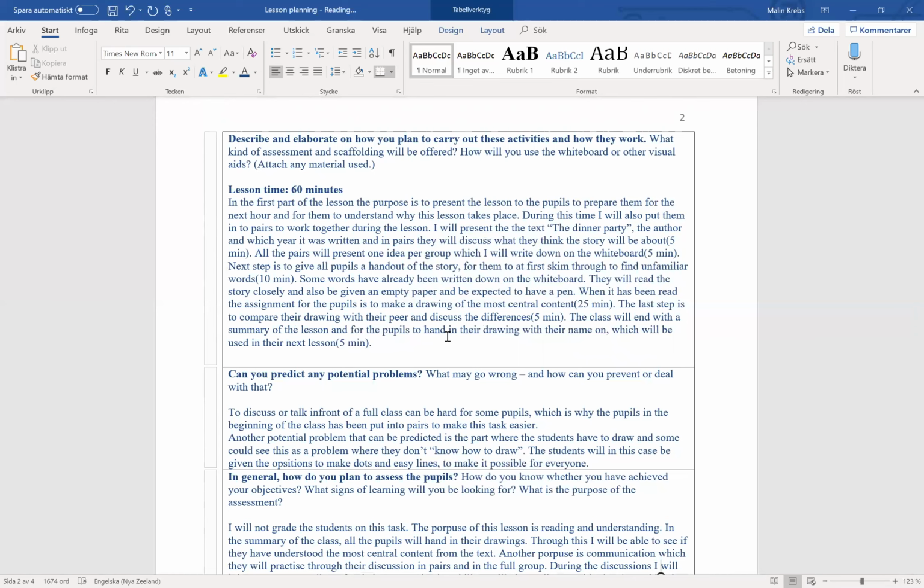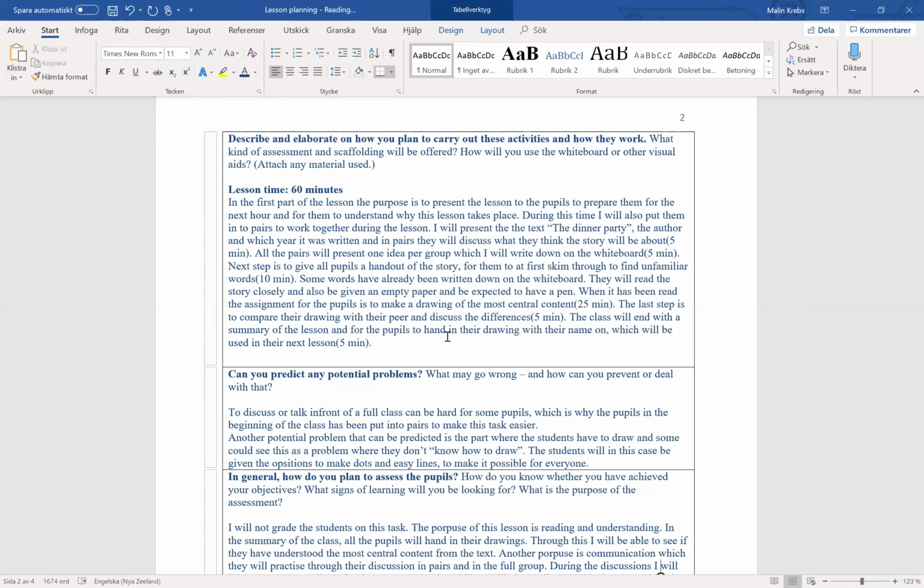The next step is to give all pupils a handout of the story for them to first skim through to find unfamiliar words. Some words have already been written down on the whiteboard. They will read the story closely and also be given an empty paper and be expected to have a pen. When it has been read, the assignment for the pupils is to make a drawing of the most central content.